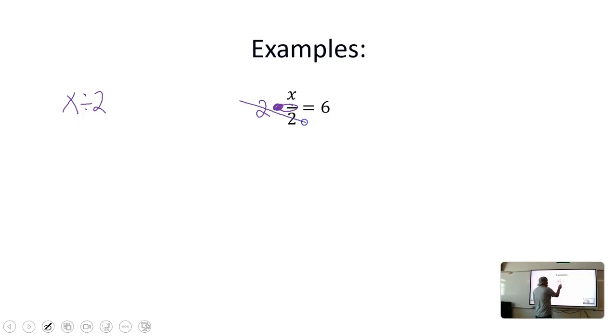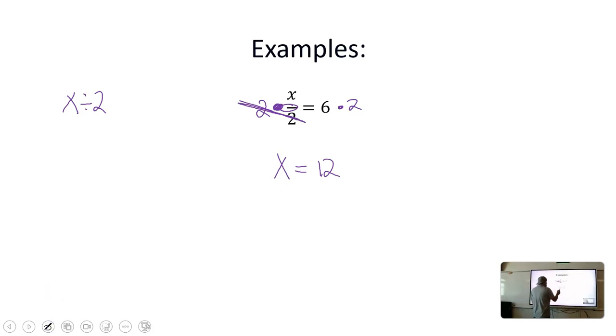And what happens is those cancel each other out. And once again, I'm left with 1x, but I'm just going to write the x down. Now, I times by 2 over here. Don't forget to times by 2 over here. 6 times 2 is 12. Therefore, x equals 12. Let's plug it in.